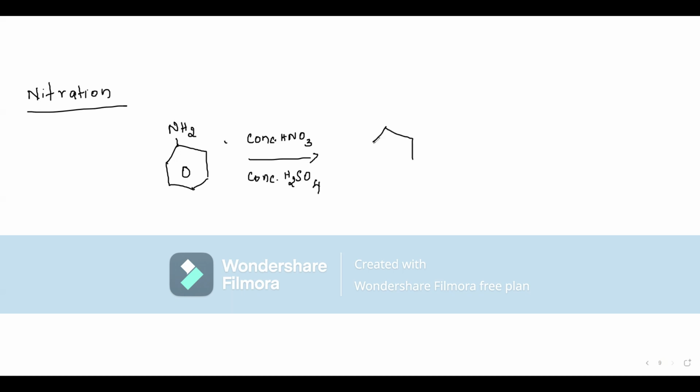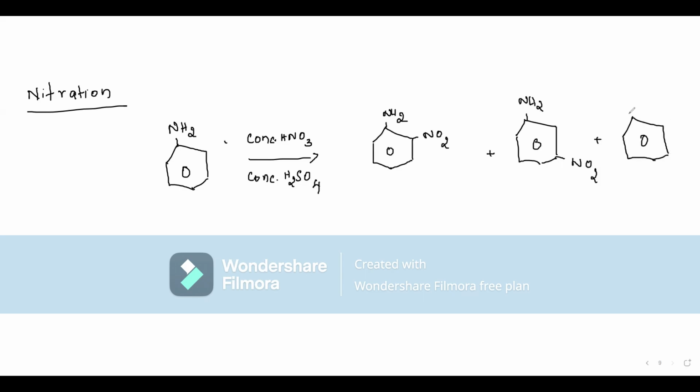We are getting NH2 here with ortho product, plus we will get a good amount of meta, not traces, good amount of meta product. We are also getting a good amount of the para product. So orthonitro, metanitro, paranitro aniline are obtained.